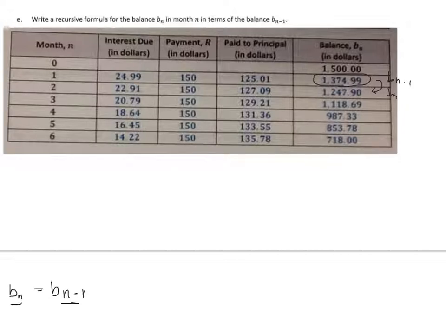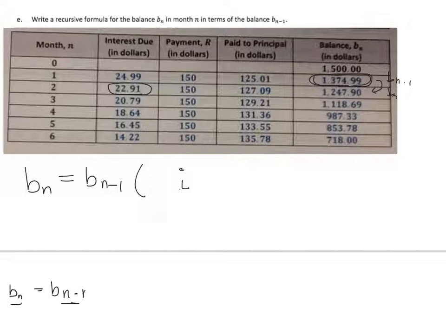Well, what math am I doing? I have b sub n equals b sub n minus 1. I'm multiplying this value times my interest rate, right? And that is just giving me my interest in dollars. So let me just grab that, 1374.99 times 0.01666. Yep, that's how I get 22.91, but I really don't want to multiply it by just my interest rate.